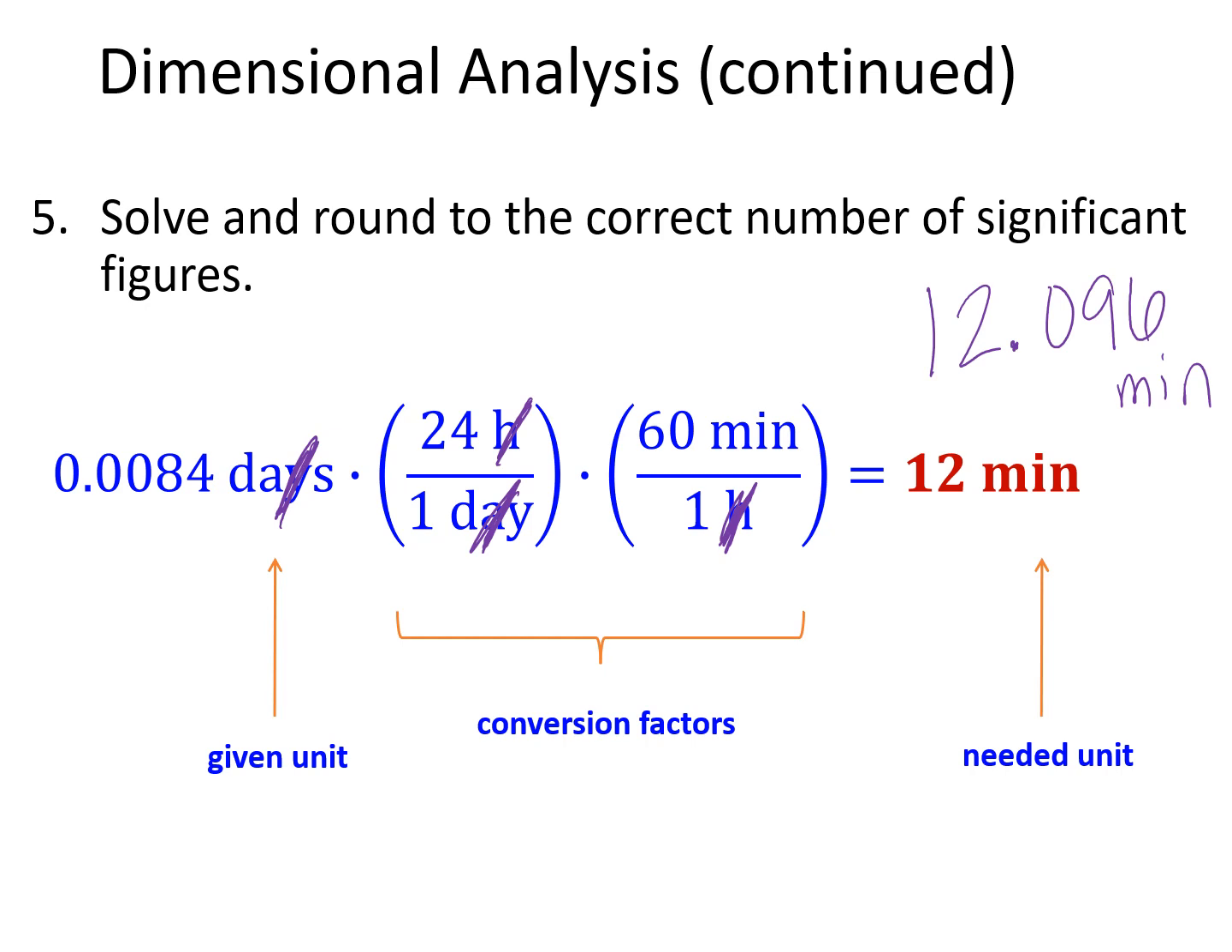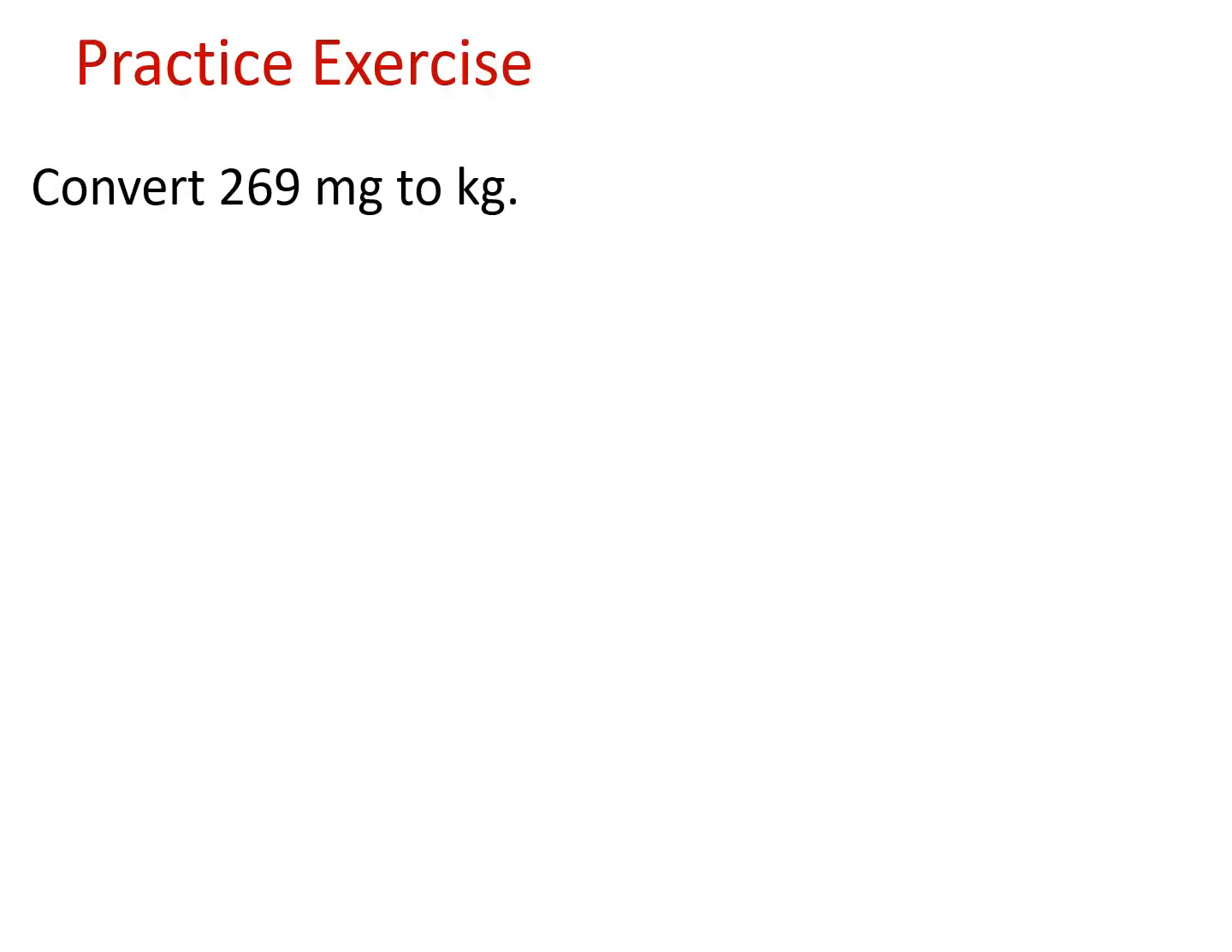So again, we have identified the given and the needed units. We've identified how to go from those given to the needed units. We've identified the conversion factors that needed to assist this process. We've arranged them. We solved, calculated, we rounded to determine that 12 minutes is equivalent to 0.0084 days. So we'll do another example and explain the process of solving dimensional analysis.